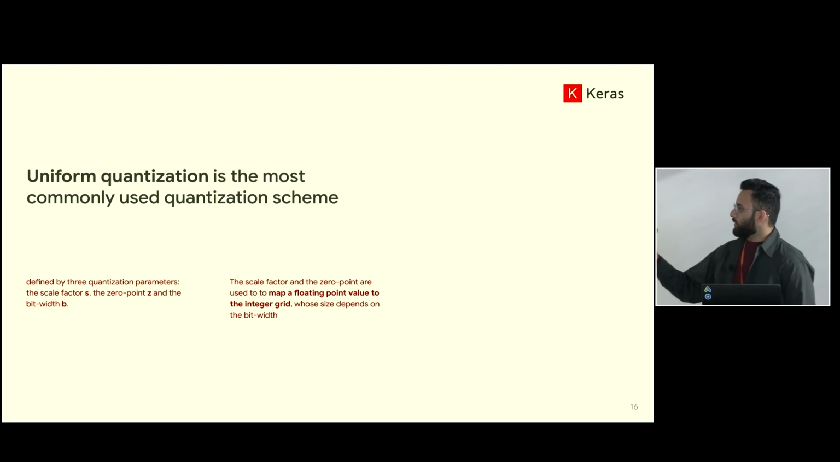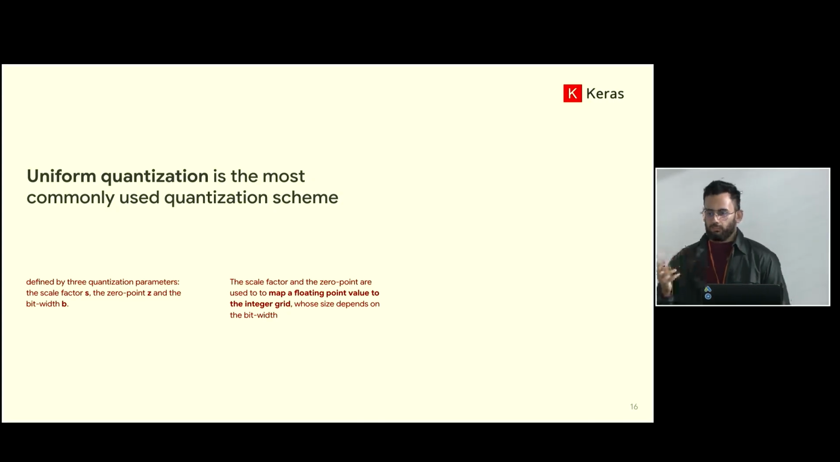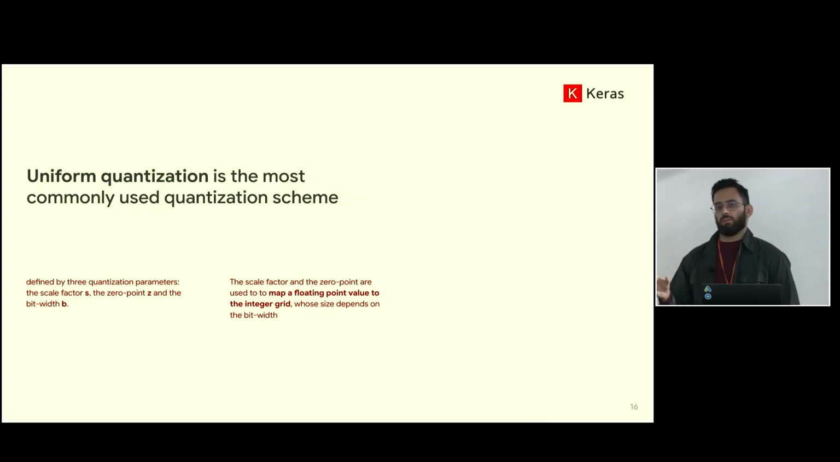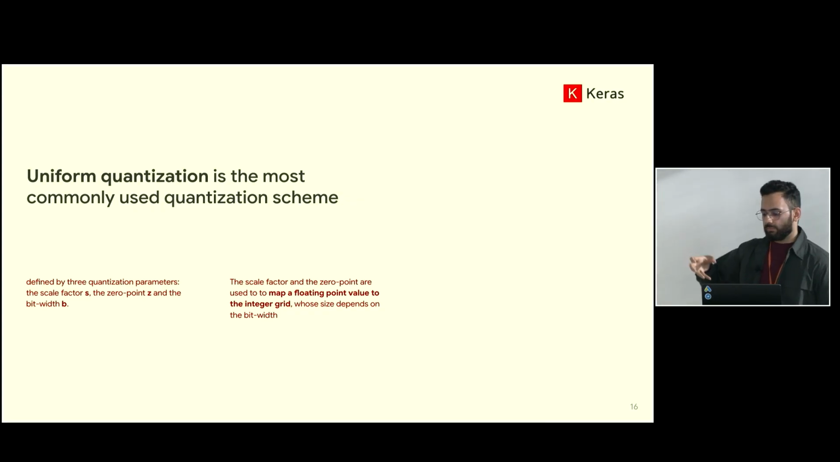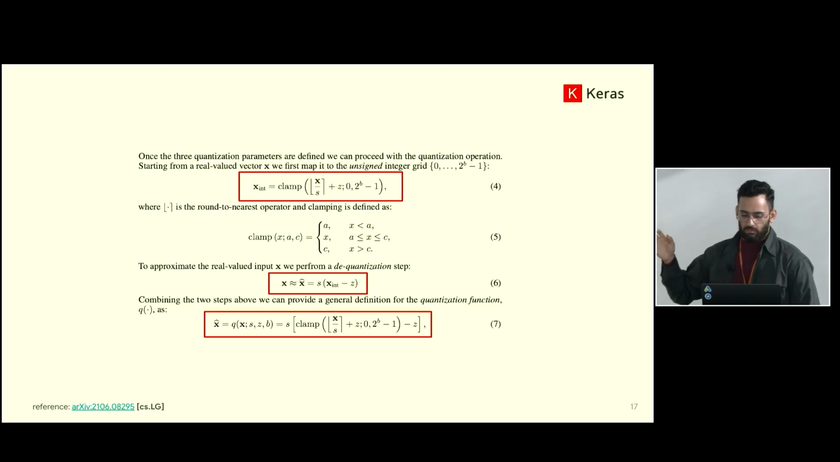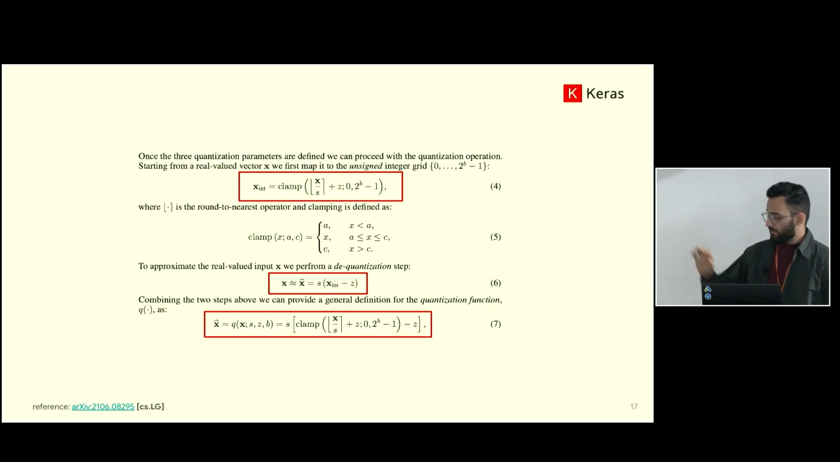Now the bit width defines how large the integer range would be that you're able to map your floating point numbers into. So this bit width could be 8 for int8, could be 4 for int4, and so on. And the scale factor and the 0 point are what define how you actually perform this mapping between the integer realm and the floating point realm, right? And it's pretty easy to actually perform this conversion. This might look pretty complicated, but it's super easy, trust me.